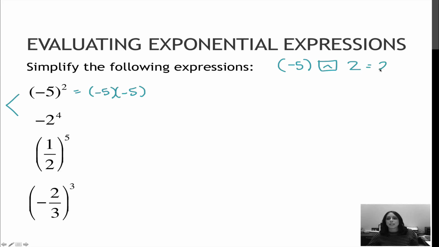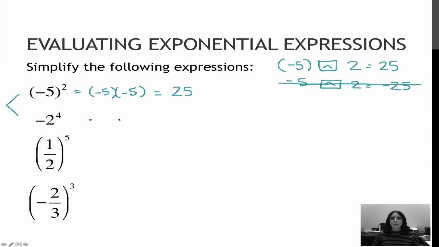That should give me the answer of positive 25, because a negative times a negative is a positive and 5 times 5 is 25. If I were to be lazy and say, I don't need those parentheses, and I'm going to put -5 squared, I'm going to end up with -25, because a negative on the inside of parentheses is different than a negative on the outside. So this would be incorrect for this question.